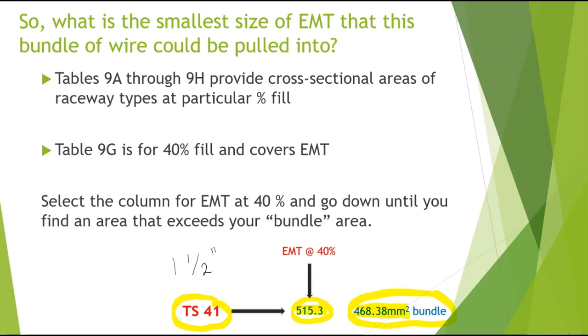And so that's as simple as it is. We calculate the bundle of wires cross-sectional area, and then we simply come to table 9G and select the appropriate column for the type of raceway we're using, and then we just go down until we get to a number that is equal to or greater than our calculated bundle cross-sectional area, and that's the size we would select.